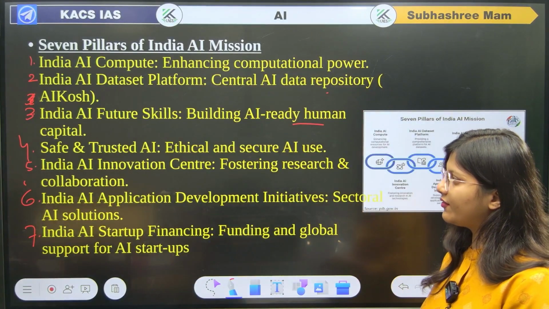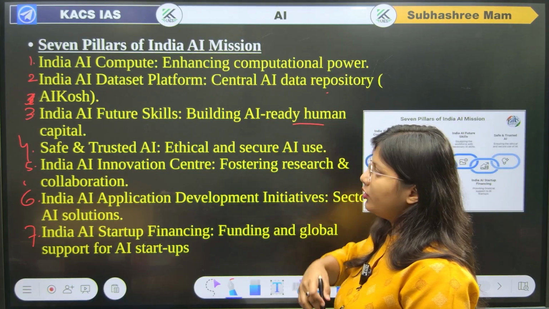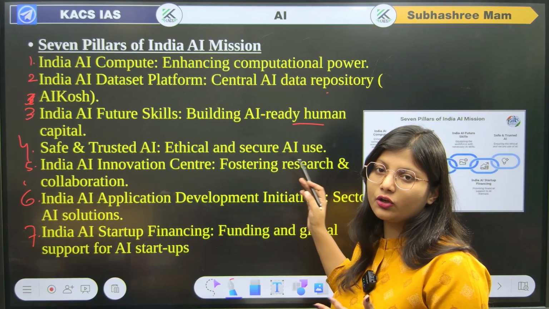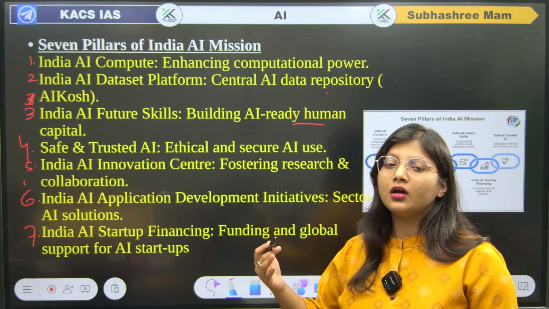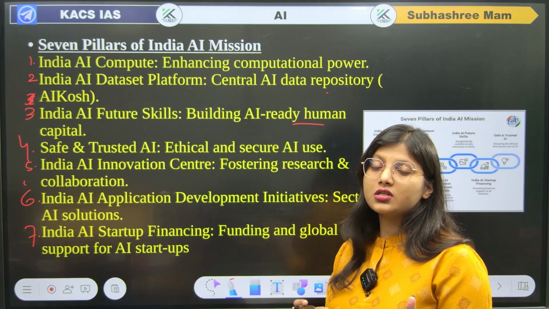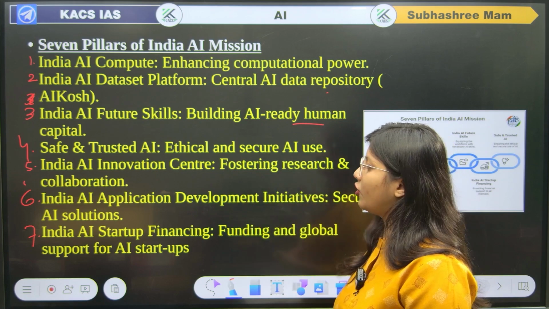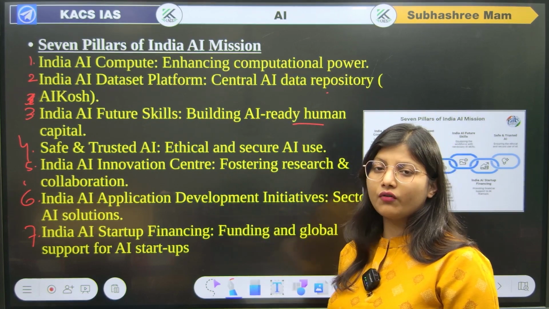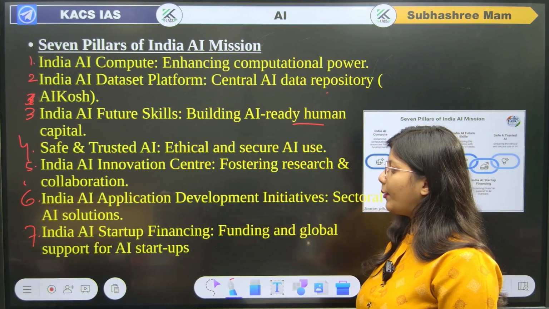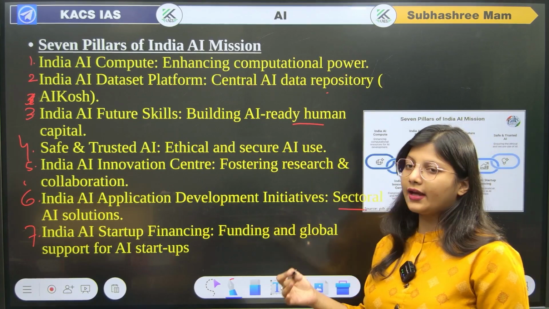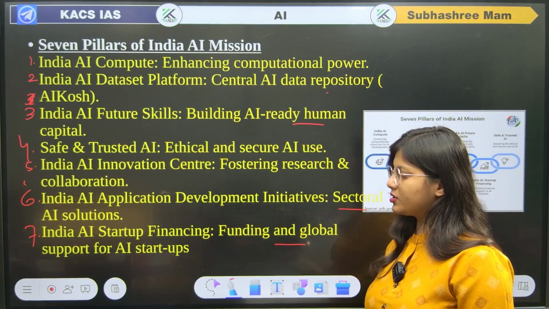Now, what are the 7 pillars? First pillar is India AI Compute, enhancing computational power. Then India AI Dataset, says AI Kosh, a data repository. Then India AI Future builds human-ready capital through startups. Then Safe and Trusted AI, for ethical and secure AI use. Then the India AI Innovation Center for research and collaboration. Then India AI Application Development for sectoral AI solutions. Then India AI startup financing through funding and global support for AI startups.